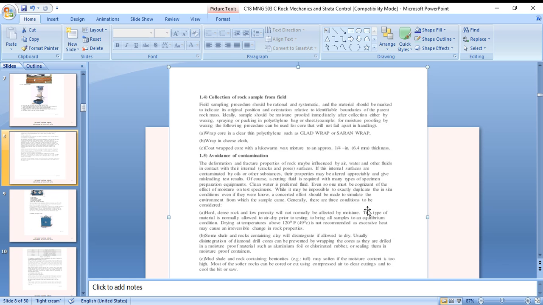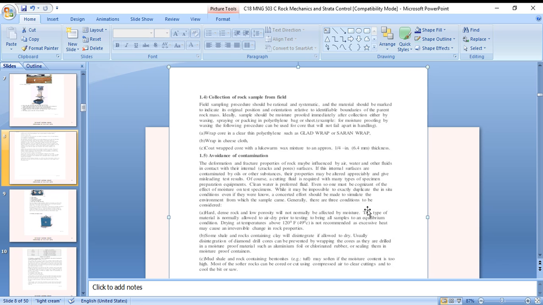On the evidence of contamination: the determination of the fracture properties of the rock may be influenced by air, water, and other fluids in contact with the internal cracks and pore surfaces. If the internal surfaces are contaminated by oil or other substances, their properties may be altered and give misleading test results. Of course, a cutting fluid is required with many types of specimen preparation equipment.